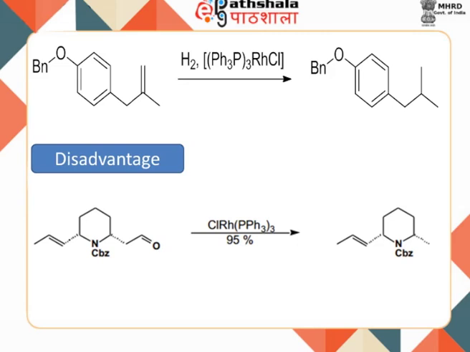However, one disadvantage associated with Wilkinson's catalyst is that substrates containing an aldehyde group undergo decarbonylation due to the strong affinity of this catalyst towards carbon monoxide.